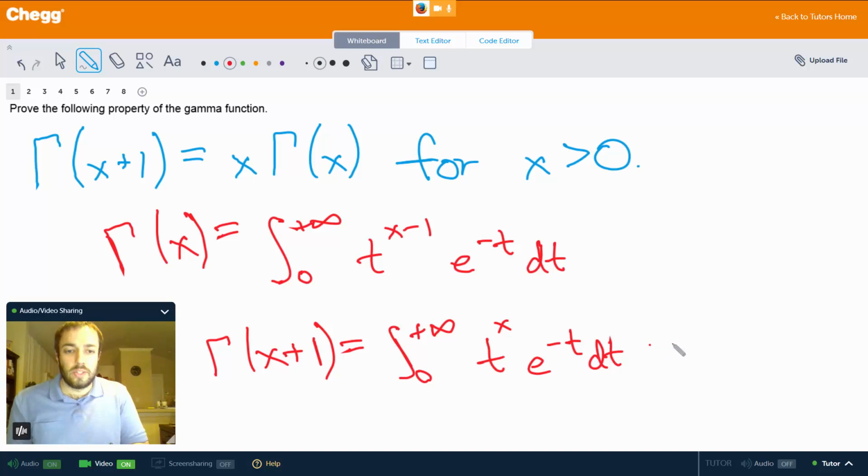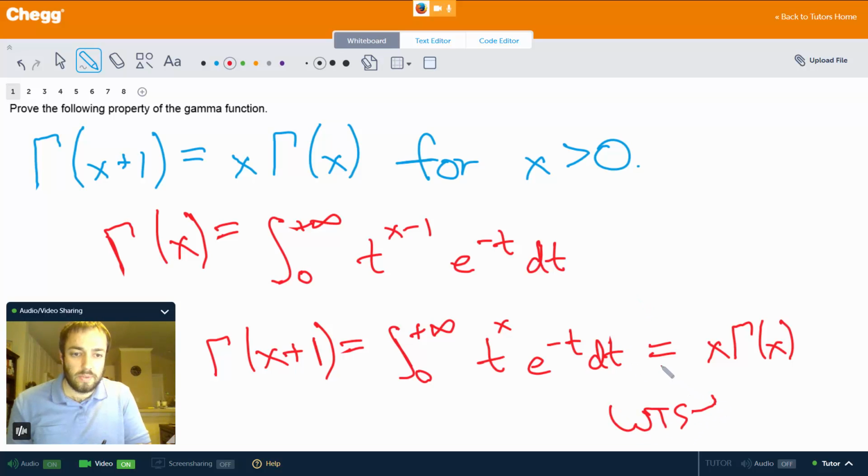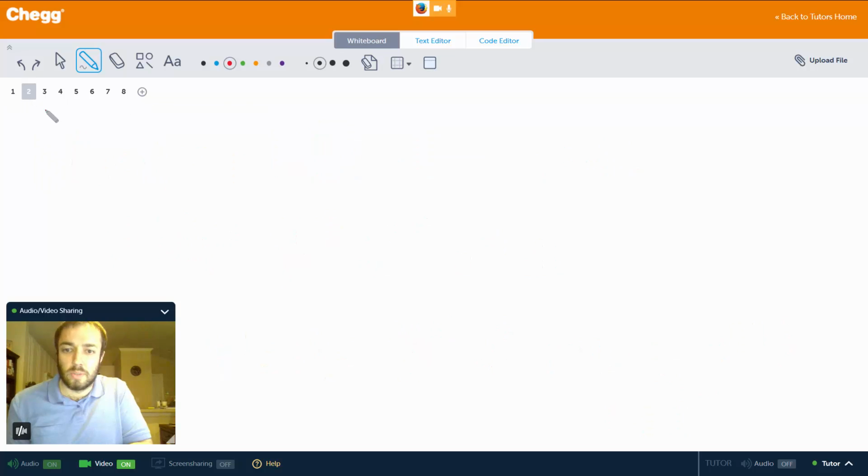So what we want to do is show that this equals x times gamma of x. Okay, so this equality here is what we want to show. So I'm going to put WTS for want to show. All right, so this equality here just follows from the definition of the gamma function. And this equality here is what we want to show. So let's go ahead and move on down to page 2 and start working on that.